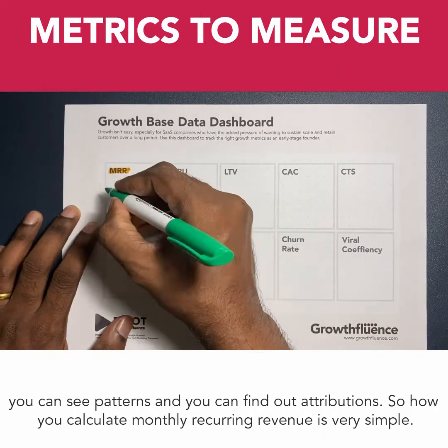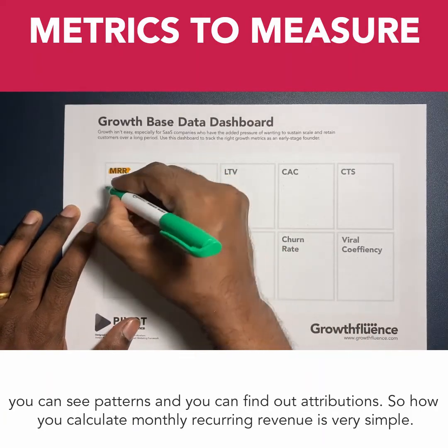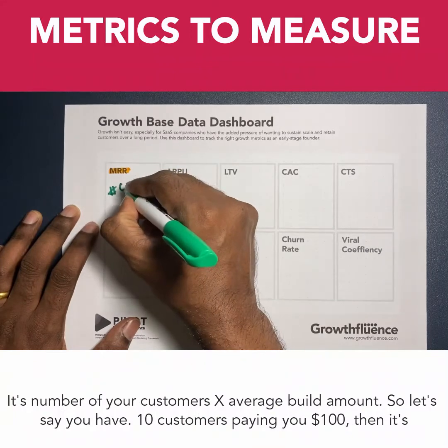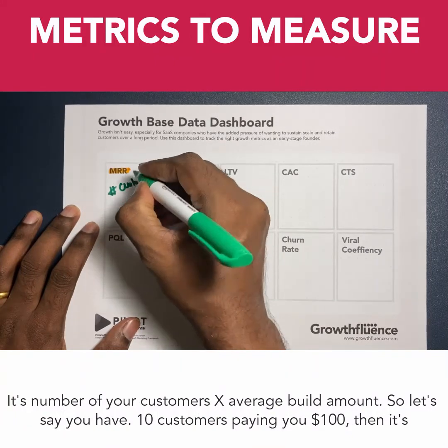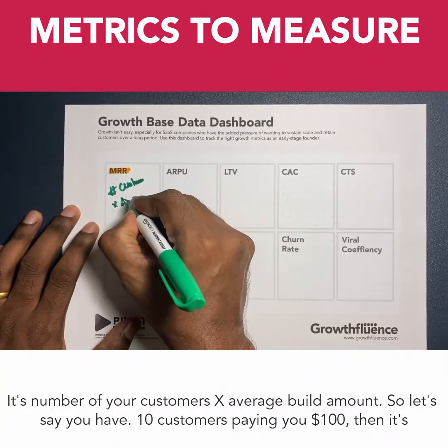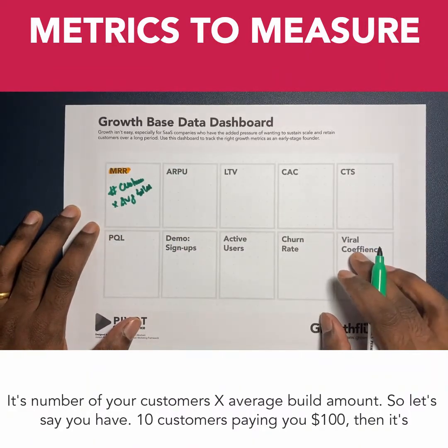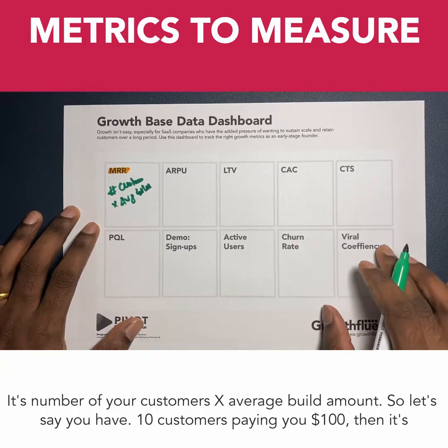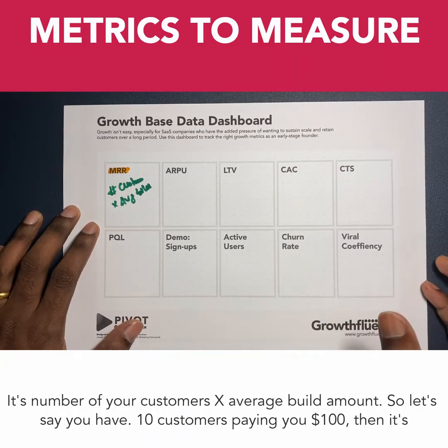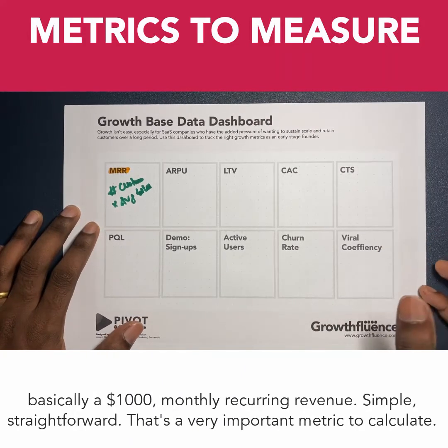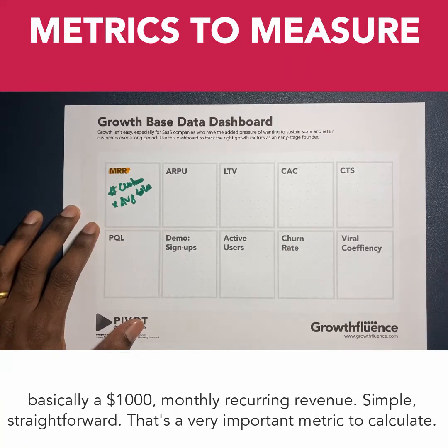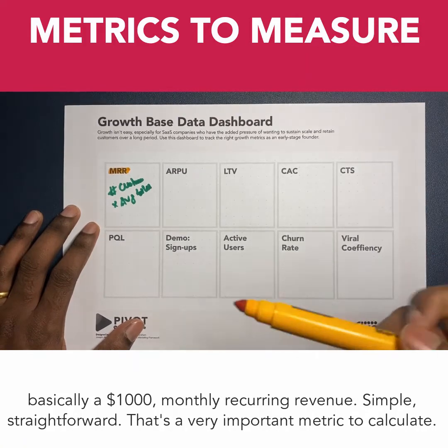So how you calculate monthly recurring revenue is very, very simple. It's number of your customers into average billed amount. So let's say you have 10 customers paying you $100, then it's basically $1,000 monthly recurring revenue, right? Simple, straightforward. It's a very important metric to calculate.